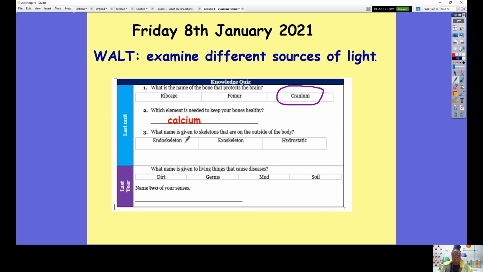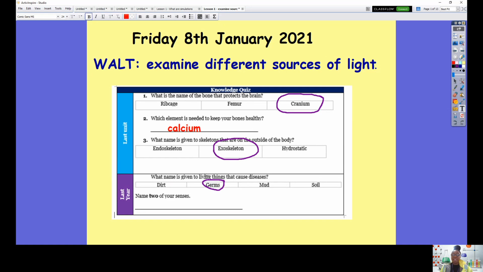The next question says, what name is given to skeletons that are on the outside of the body? The correct answer is exoskeletons. Now, this was from your unit in Year 2. This is from last year's learning. What name is given to living things that cause diseases? Was it dirt, germs, mud, or soil? The correct answer was germs.